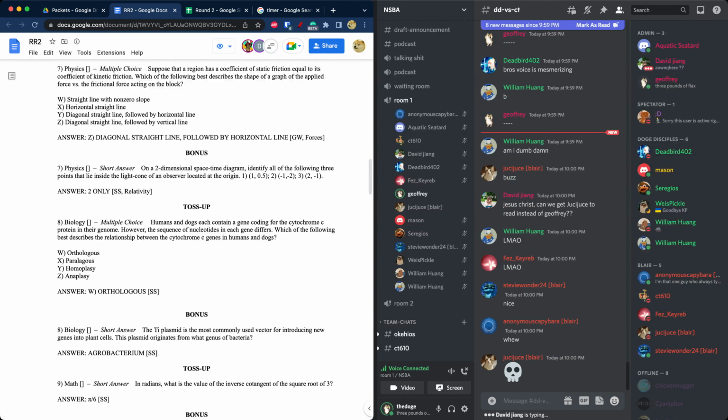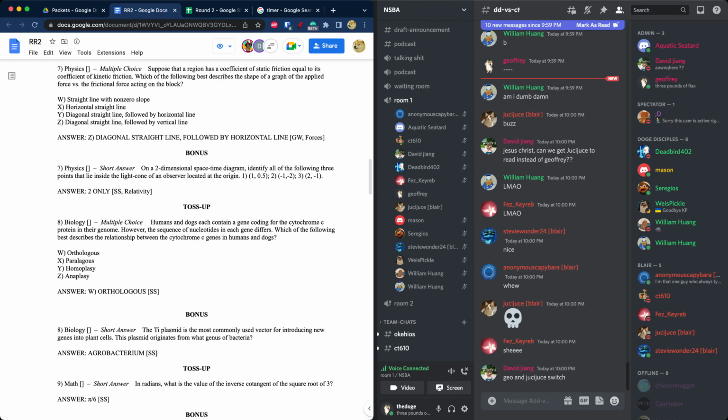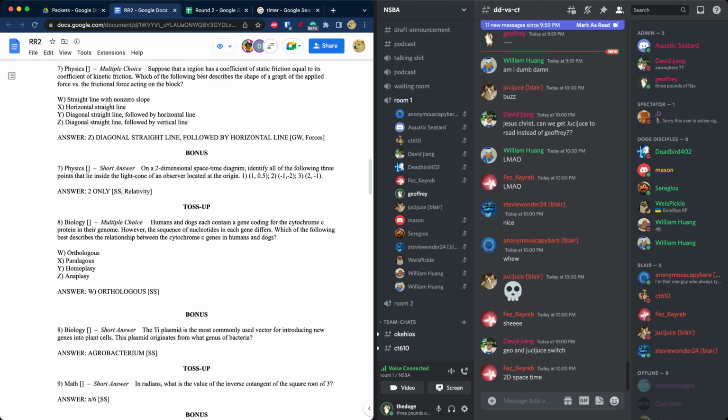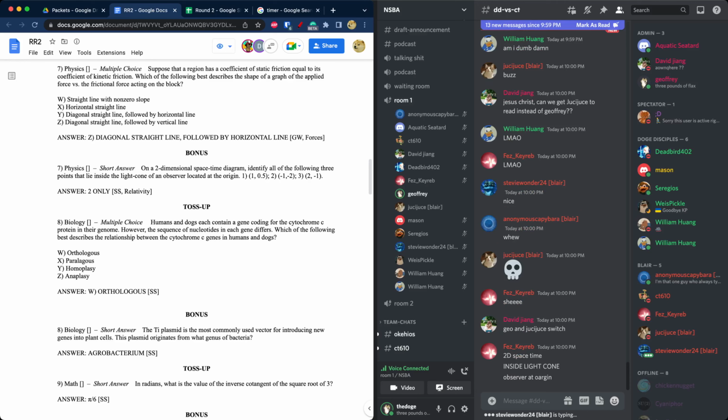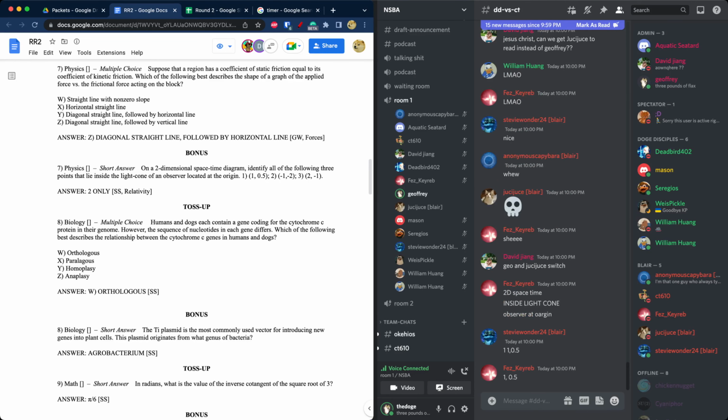Alright, bonus physics short answer. On a two-dimensional space-time diagram, identify all of the following 3 points that lie inside the light cone of an observer located at the origin. 1, 0.5. 2, -2. 3, 1.